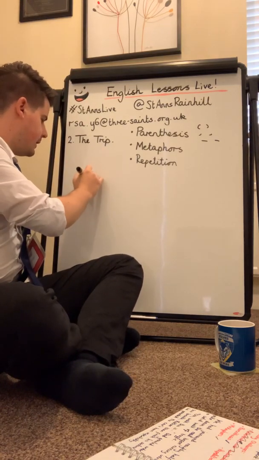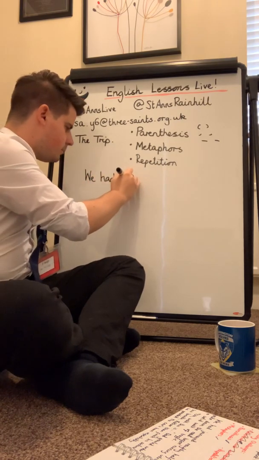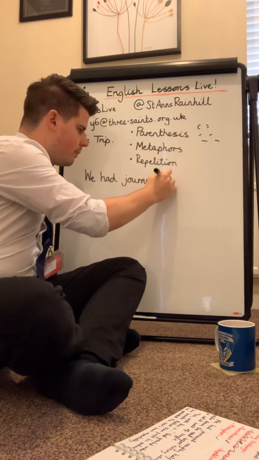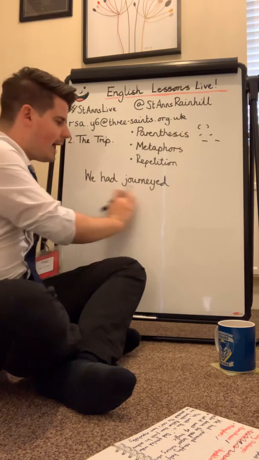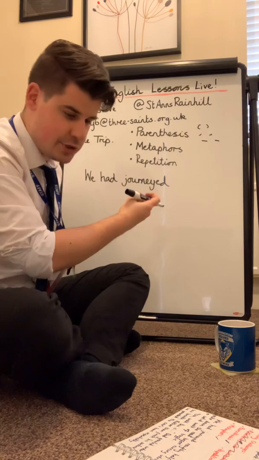New paragraph, indent, I'm going to go, we had journeyed, and there's a bit of past perfect with my auxiliary verb there, had journeyed, rather than just say we journeyed, we had journeyed.